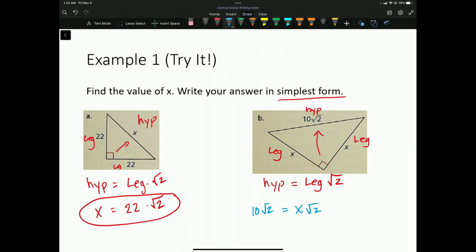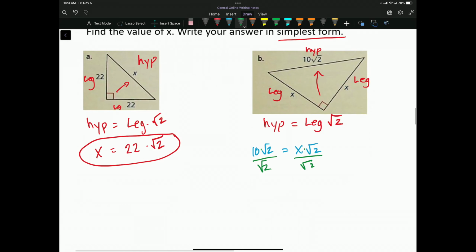I'm trying to get x by itself. Right, so this is saying x times the square root of 2. So we have to divide by the square root of 2 on both sides. The square root of 2 divided by the square root of 2 equals 1. Same thing on the left-hand side. So we're left with, on the right-hand side, 10 equals x.